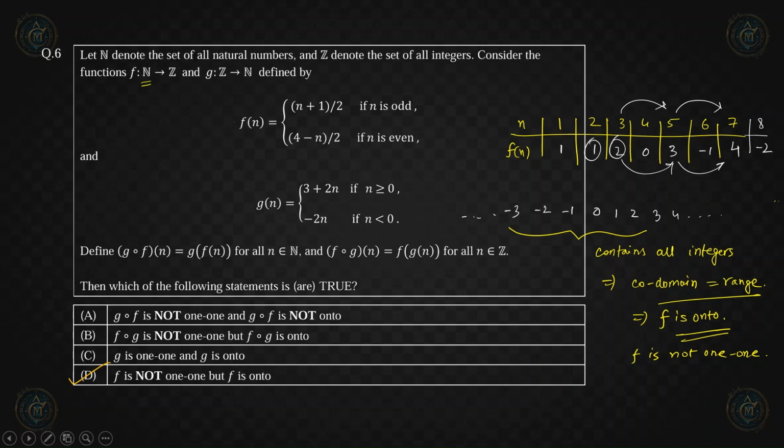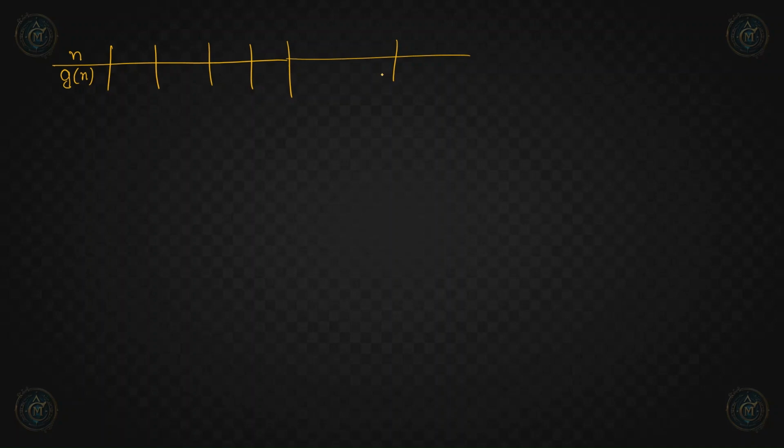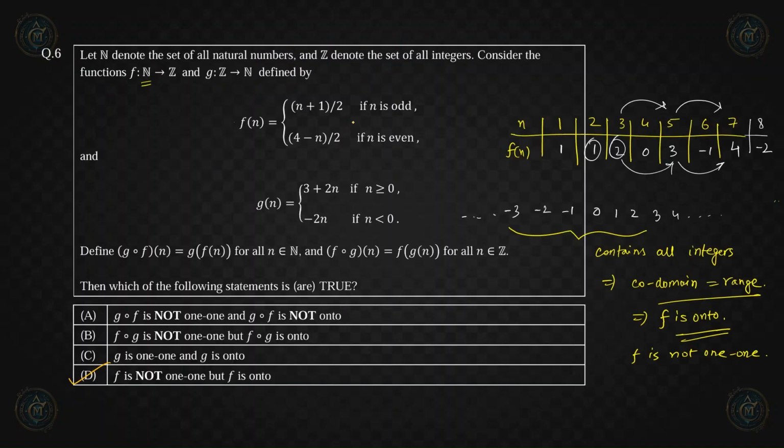So let us check option C, which is based on the g function. If we plot the table for n versus g(n), here are the values of n. Then if n is greater than or equal to 0, g(n) is 3 plus 2n.